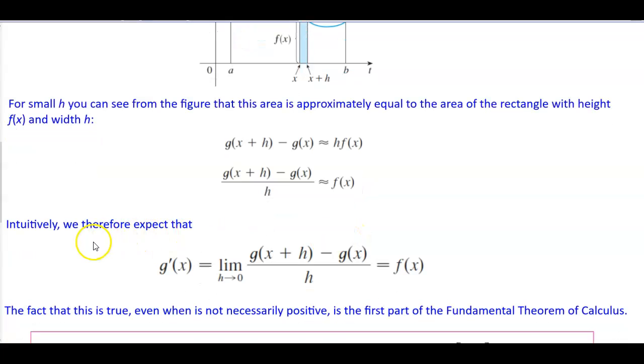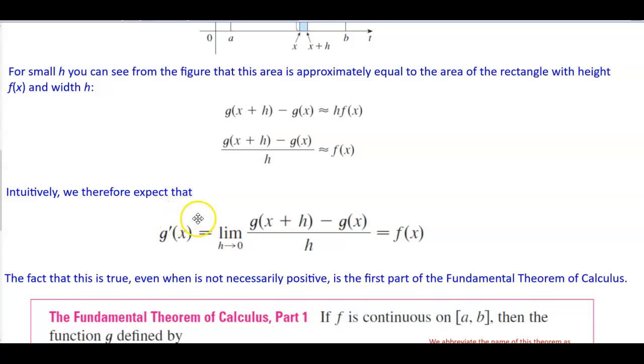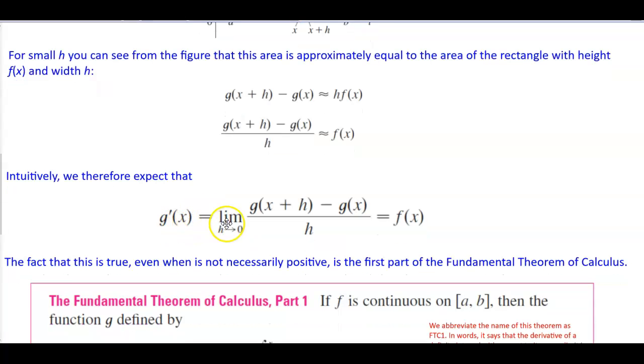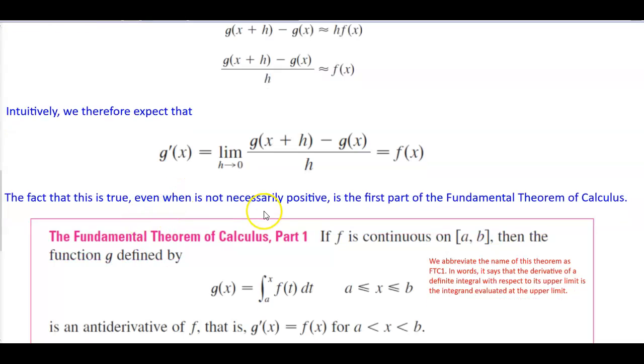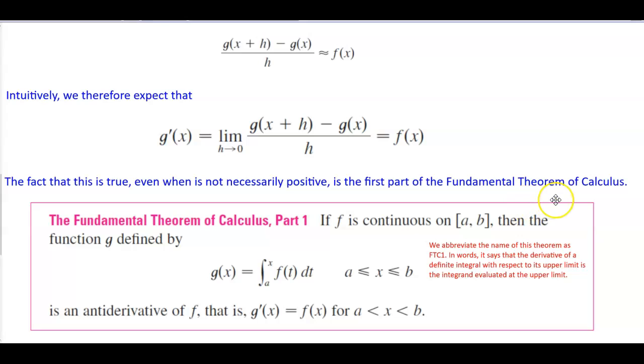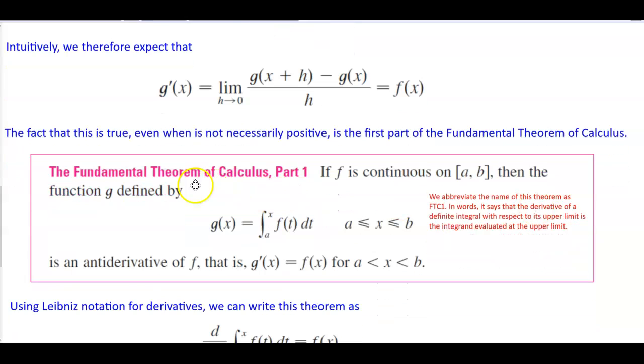So intuitively, we expect that g prime of x is equal to the limit as h approaches 0 of g of x plus h minus g of x over h, which is then equal to f of x. The fact that this is true, even when f is not necessarily positive, is the first part of the fundamental theorem of calculus.